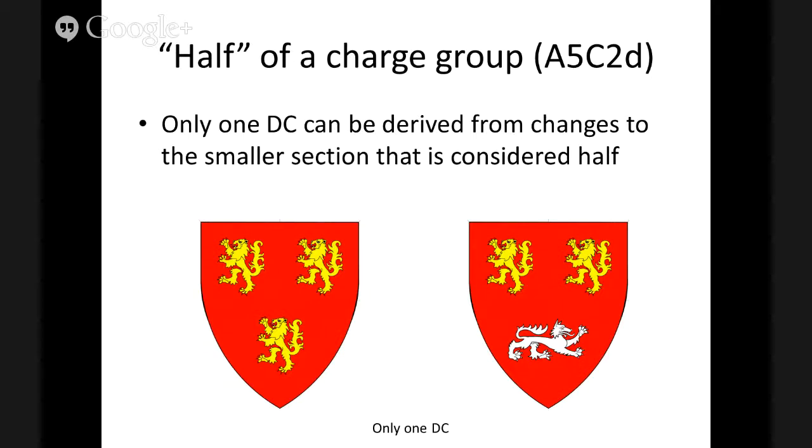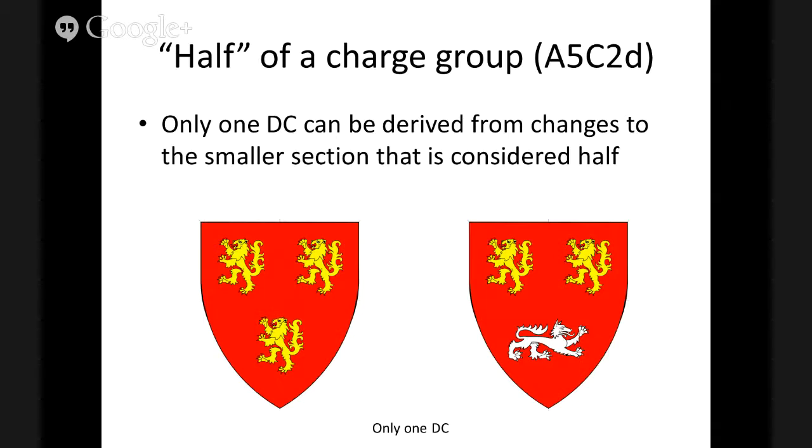Somebody blazon the first one. Gules, three lions, or. Rampant is the default, two and one is the default. Somebody blazon the right one. Gules, two lions, or, and a tiger passant contourny argent. Yeah, that's actually a wolf. Oh, is it a wolf? Yeah, you're right, it's hard to see.